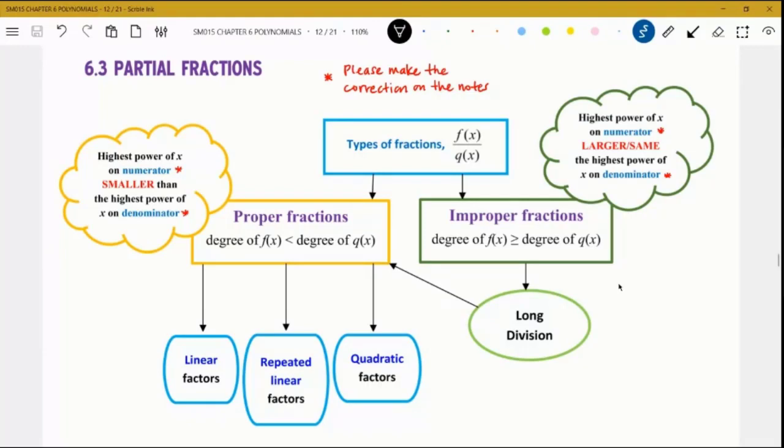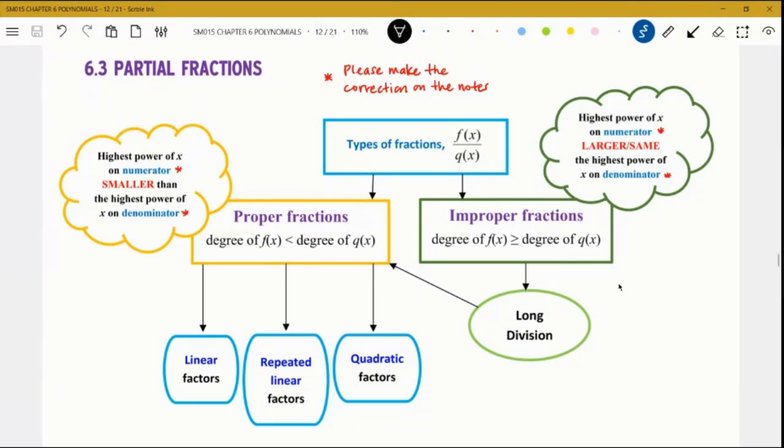Okay, itu adalah proper. Kalau improper di mana highest power of x on numerator pada bahagian atas lebih besar ataupun sama dengan highest power of x on denominator. Okay, so kena tahu yang ini baru kita boleh tahu apa kita nak kena buat. Okay, so for proper fraction we're gonna have 3 parts which is encounter with linear factors, repeated linear factors and quadratic factors.